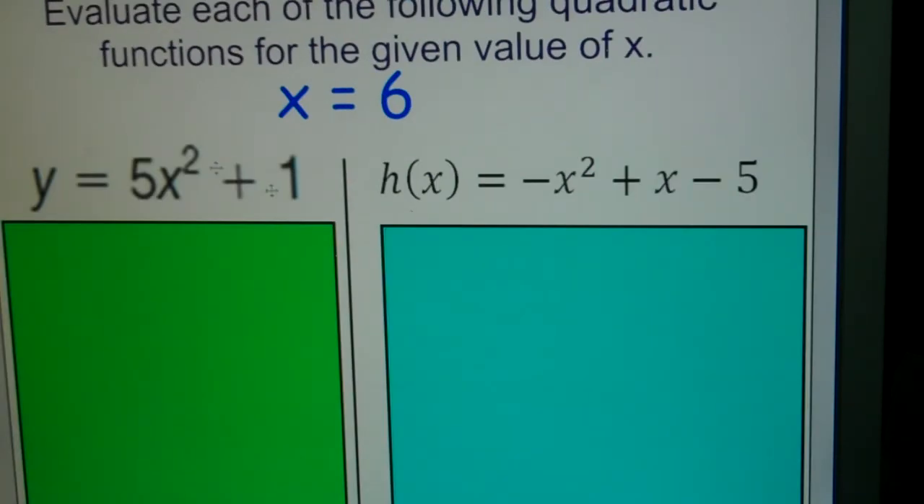All right, here's 2 more. You hurry up, pause those, and do them. Yep, you can see that. All right, you're back.